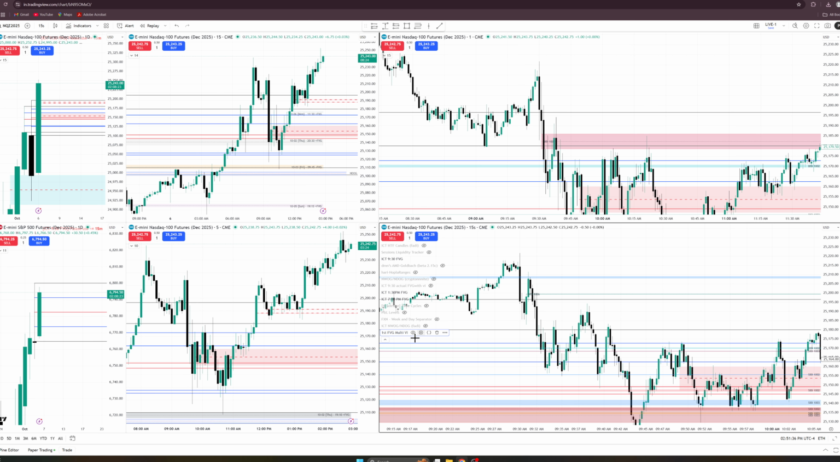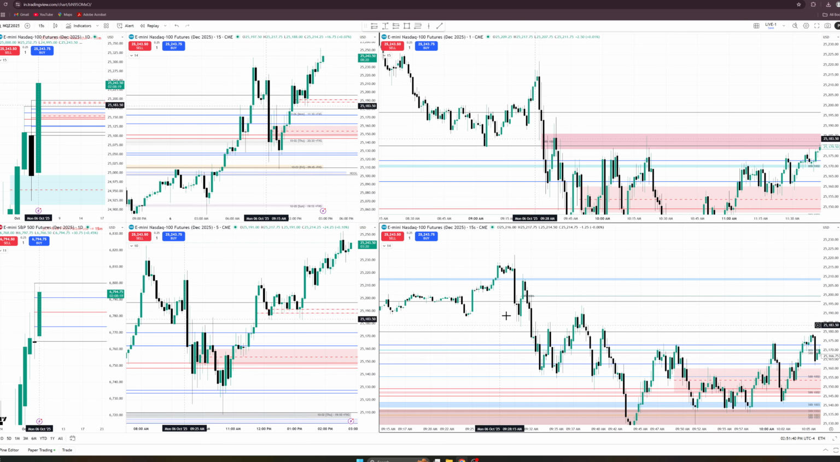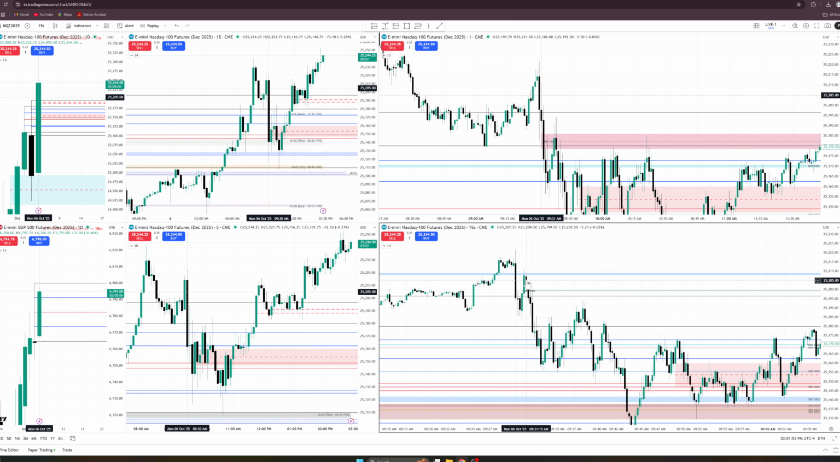So this is the indicator I'm using, which will plot all the first presented fair value gaps. So as soon as this 9:30 a.m. candle slams down, we have a huge fair value gap and we have a retracement. You can see the bodies of the candle respecting this first presented fair value gap. So as soon as this candle closes, I immediately went short here.